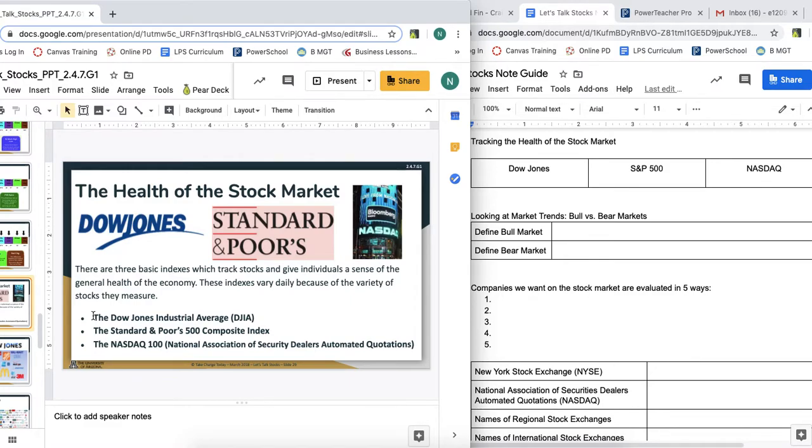The next is the Standard & Poor's 500 Composite Index. The Standard & Poor's is what we worked with in that activity before spring break, so you should be a little bit more familiar with that one. And then the last one is going to be the NASDAQ.